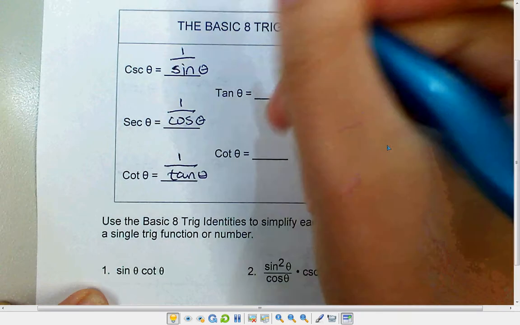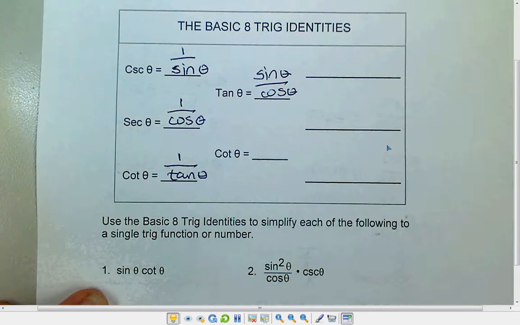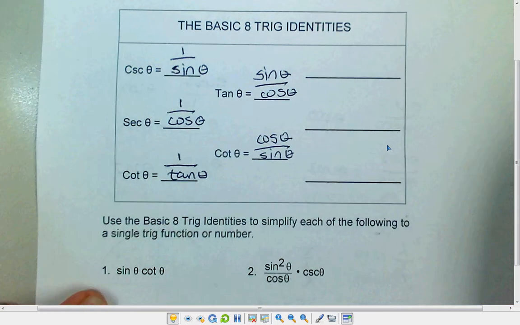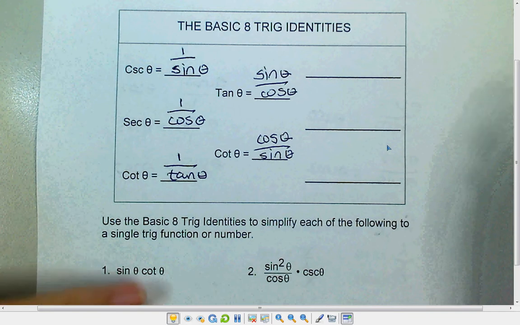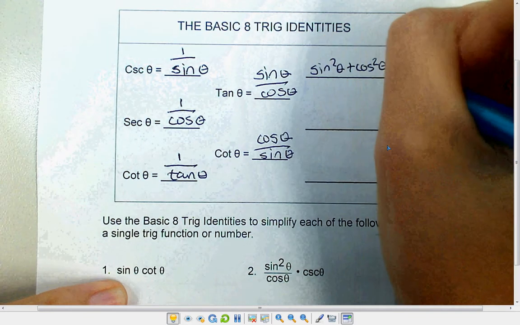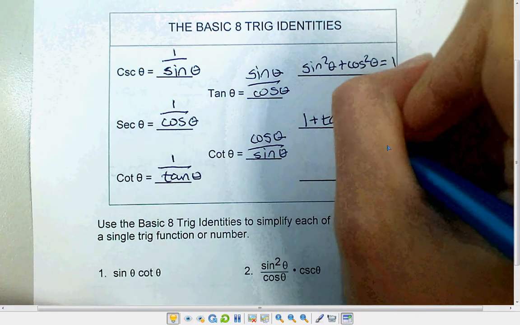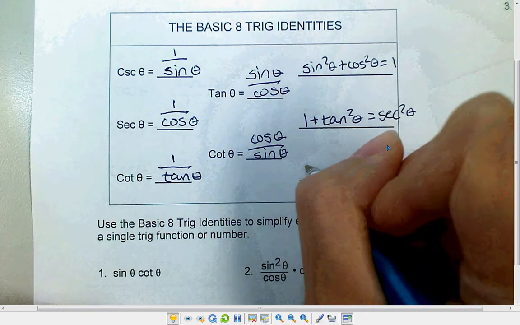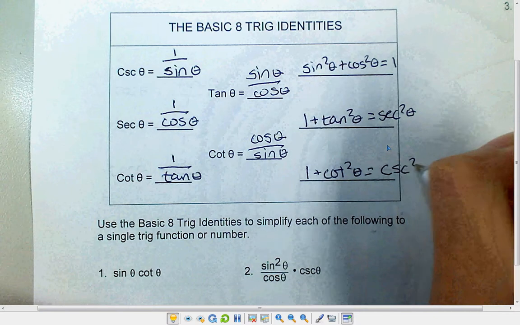And then our ratio identities, tangent is sine over cosine, which means our cotangent, if you flip it, gives you cosine over sine. And then the 3 Pythagorean identities, we have sine squared plus cosine squared equals 1. We have 1 plus tangent squared equals secant squared. And then 1 plus cotangent squared equals cosecant squared.